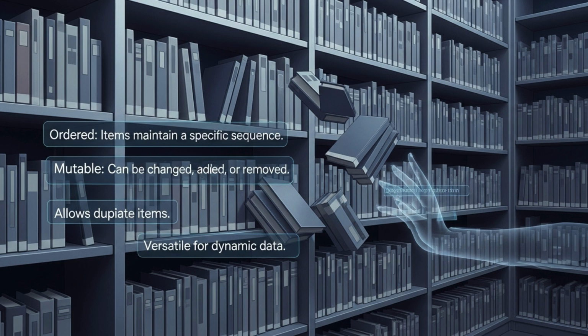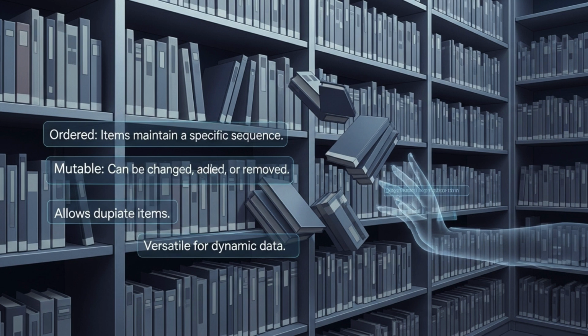In our library analogy, a list is like a shelf of books arranged in a specific order, perhaps a series. You can see which book is first, second, or last. The key characteristics of lists are that they are ordered, meaning the items maintain a specific sequence, and they are mutable, which means you can change, add, or remove items after the list has been created.